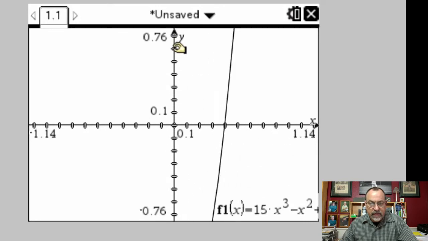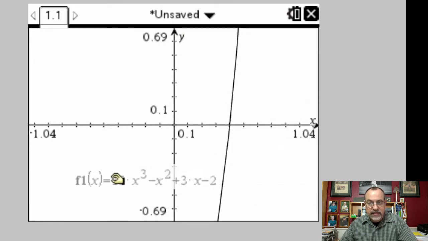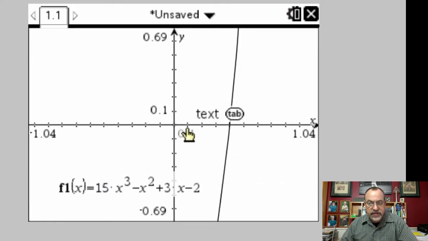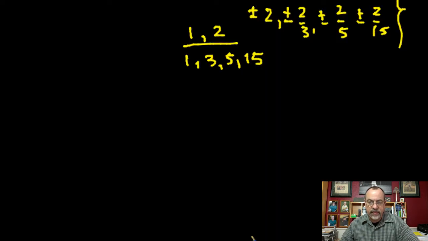Okay, all right, so this is 1. I changed my window so that this is 1, so each one of these is 0.1. So this is 0.1, 0.2, 0.3, 0.4. That would be 4/10 or about 2/5. So it looks like 2/5 is going to be my best guess as to what might be the zero here.